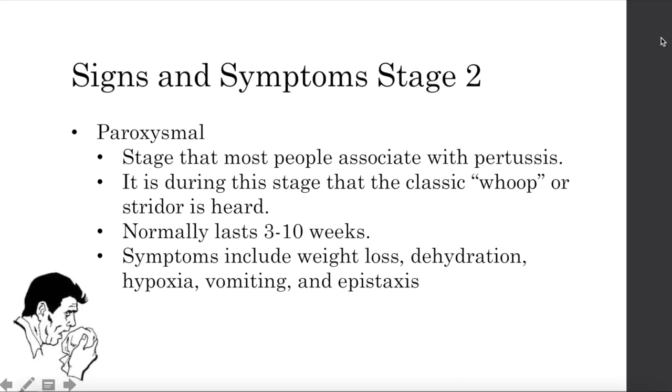The stage regularly lasts from 3 to 10 weeks and can last even longer. In fact, in China, pertussis is often known as the 100-day cough due to the possible extended symptomatic period.